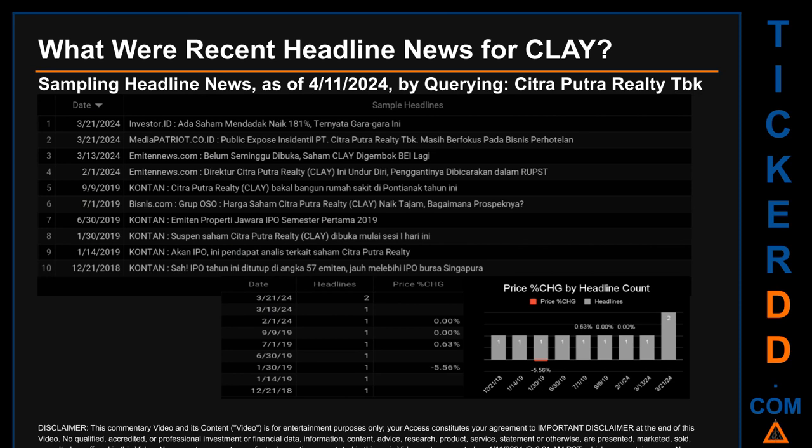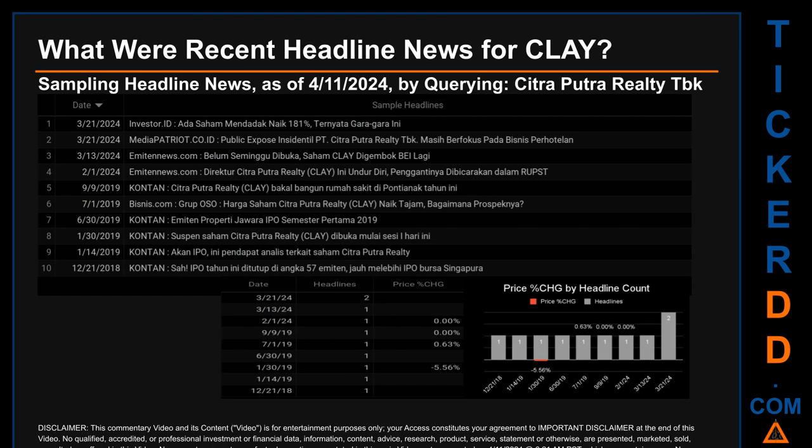Publication dates spanned 1917 days. The latest publication was Thursday, March 21, 2024, when there were 2 found headlines. Investor ID published the headline that read, Ada Saham Mendadak Naik 181%. Ternyata Gara-Gara Ini. Media Patriot Company ID published the headline that read, Public Expose Incidental PT Citra Putra Realty Tbk. Masih Berfokus pada Business Perhotelan.